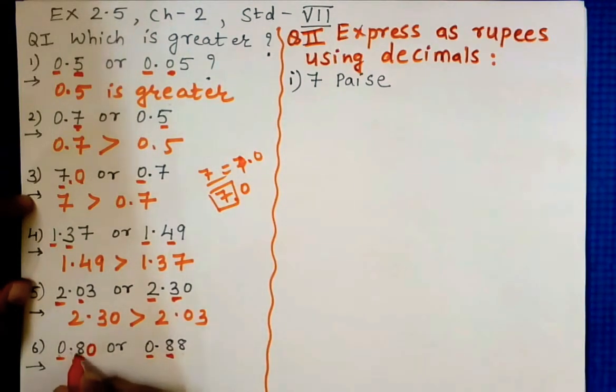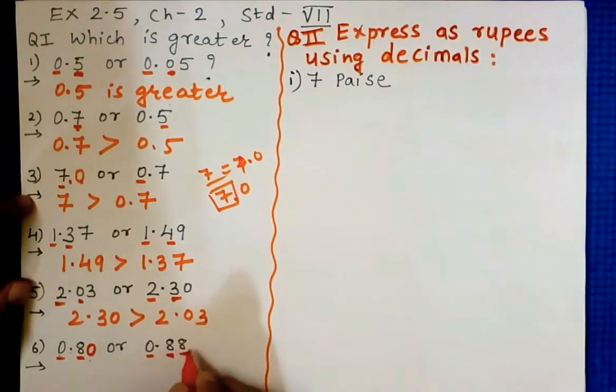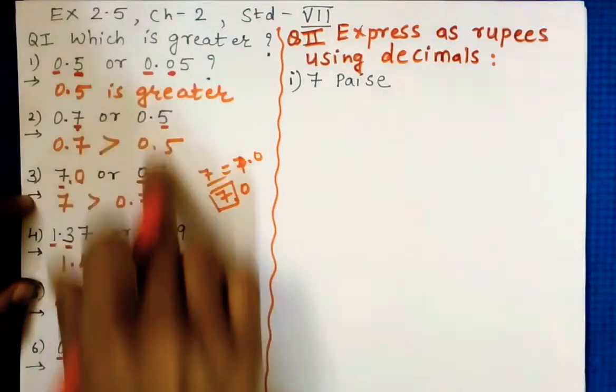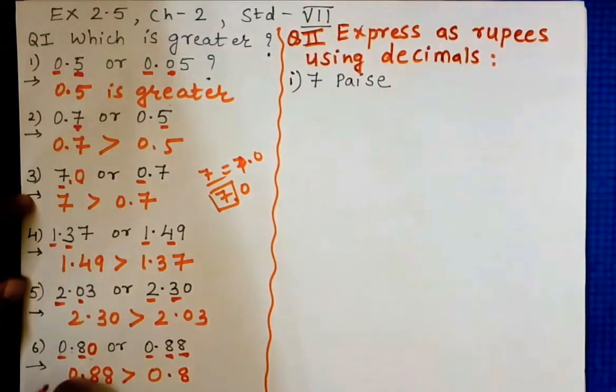It is 0.80, not given, so here you can take 0. Okay, so here it is 8, and here the third digit was not given, we have taken 0. So it is 0.80 and this is 0.88. So 0.88 means this part is greater. 0.88 is greater compared to 0.8. So this was our question number 1 of exercise 2.5.